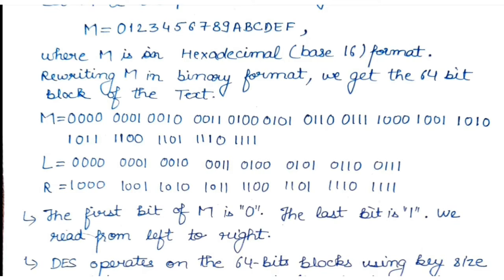Now we will split this M into two equal parts, left and right. L consists of the first 32 bits of M and R consists of the last 32 bits of M. The first bit of M is 0 and the last bit is 1. We read from left to right, and DES operates on a 64-bit block. One more thing you should notice here is that L is written in the form of nibbles, that is, groups of 4 bits at a time. So a total of 8 nibbles are used to represent L and 8 nibbles are used to represent R.